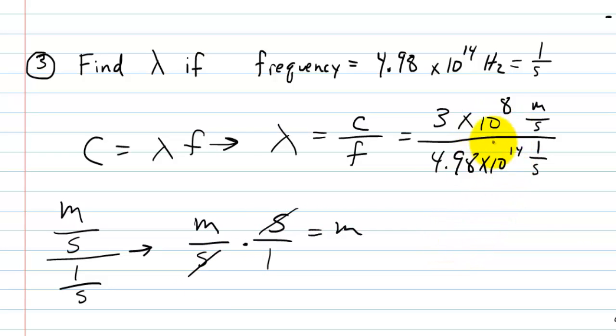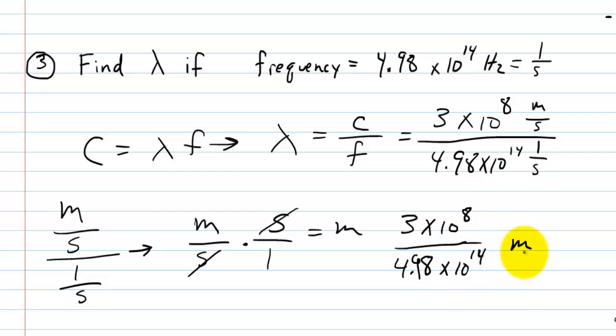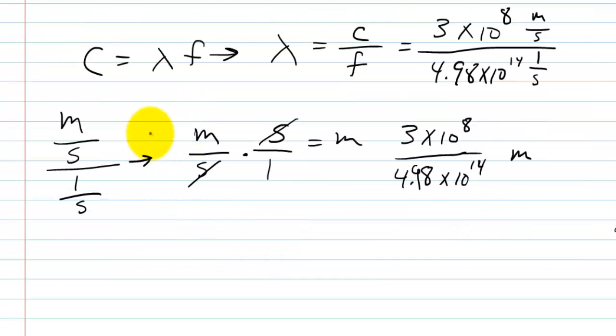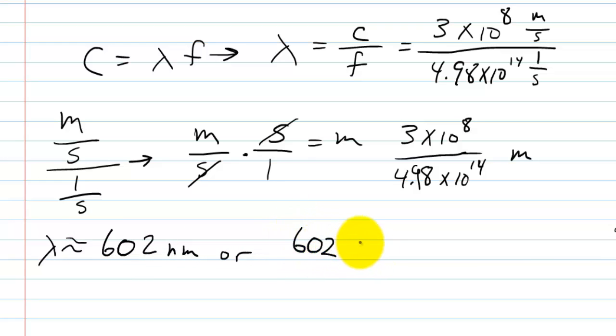Okay? So now this is going to be 3 times 10 to the 8 over 4.98 times 10 to the 14, and it's going to be meters. Okay, so let's go ahead and get that answer. It's 3 e to the 8 divided by 4.98 times 10 to the 14, and that should be equal to, this is going to be in nanometers. You could say that the wavelength is about 602 nanometers, or you could say this is 602 times 10 to the negative 9 meters.